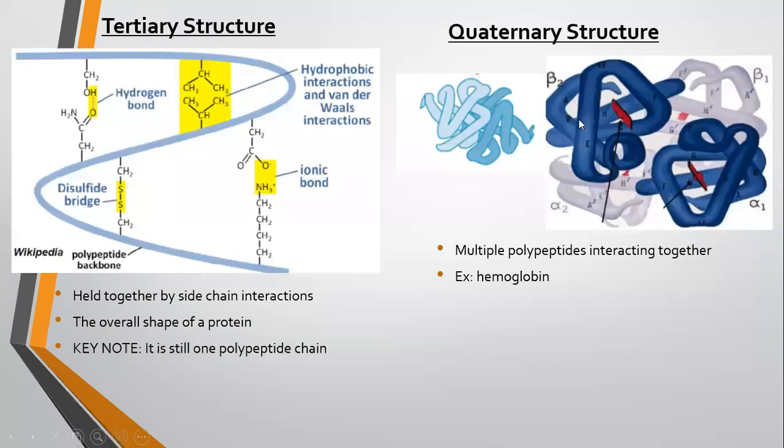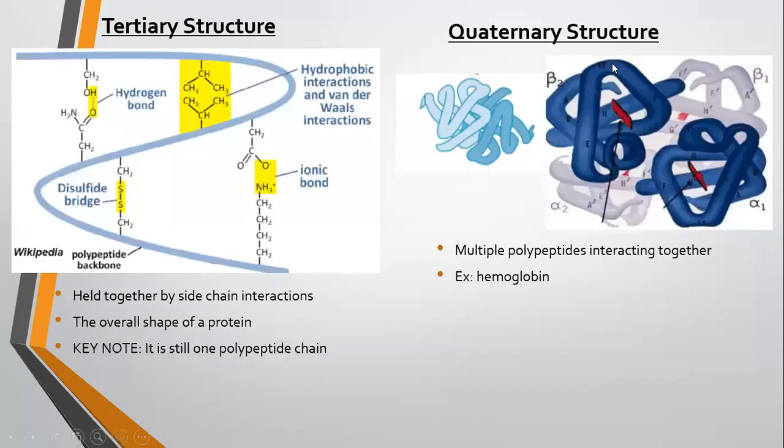So next, we have the tertiary structure of a protein, and these are held together by side chain interactions. So we can have hydrogen bonds, we can have hydrophobic interactions, we can have disulfide bridges between the cysteine amino acids, and we can even have ionic bonds between the acidic and basic amino acids. Tertiary structures determine the overall shape of the protein, and the key note to remember is that this is still one single polypeptide chain. It's just folded up because of all the different interactions it's been through.